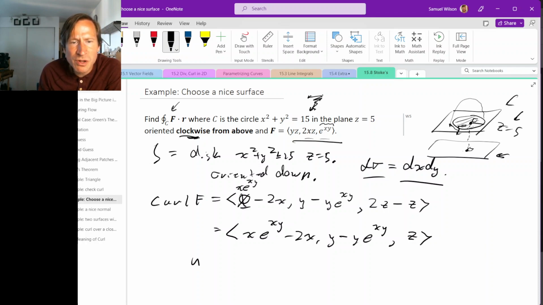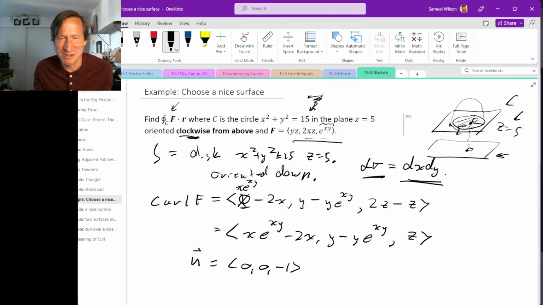But the normal that we can choose, right, so we already know d sigma is dx dy, so if we want to do a surface integral, we also need to pick a normal. We know it needs to point down. We know it needs to be unit length. Well, that's 0, 0, minus 1, right? We don't need to do any calculation to figure that out. We can just write it down.